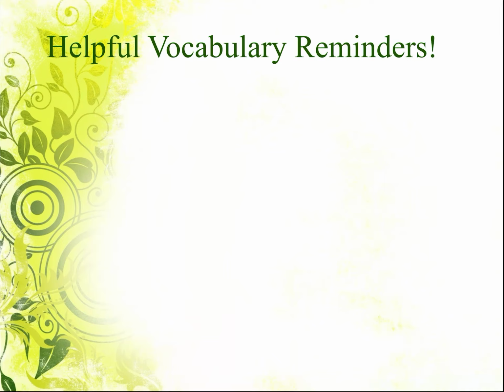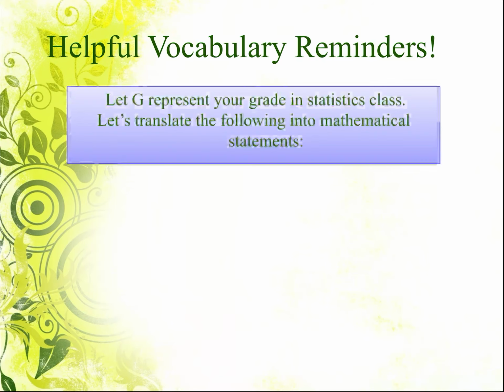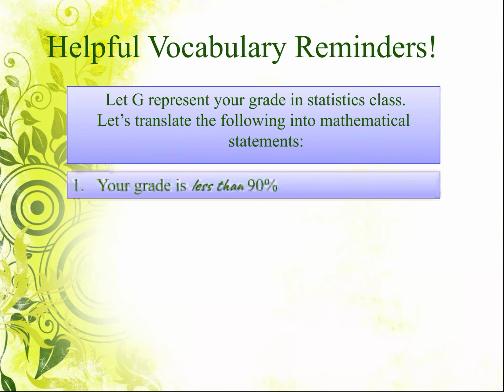Okay, let's practice a little bit of vocabulary right now because we'll need to be converting English into mathematical statements. So let's do this. Let's let G represent your grade in statistics class. We're going to translate the following into mathematical statements. Number 1, your grade is less than 90%. So that could be translated into G is less than 0.90.